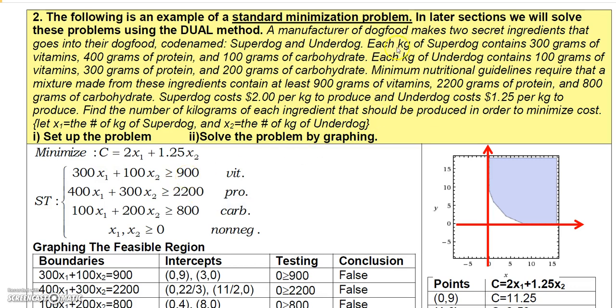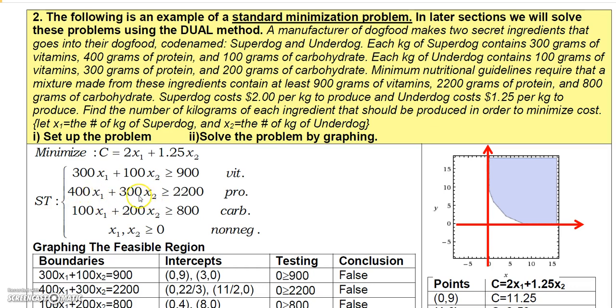Now if you go back up here and read the problem, you'll see that each kilogram of Superdog will give you 300 units of vitamins, and each kilogram of Underdog will give you 100 units of vitamins. So 300x1 plus 100x2 is the total amount of vitamins, and that has to be at least 900. It also says we have to have at least 2200 units of protein. And if you go back up there and read, you'll see that each kilogram of Superdog gives you 400 units of protein.